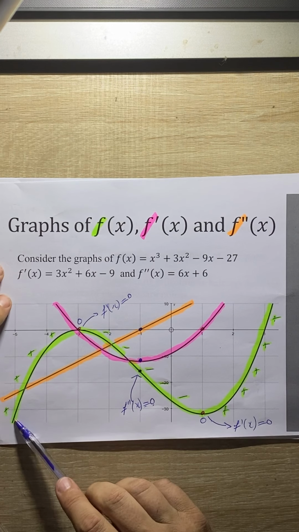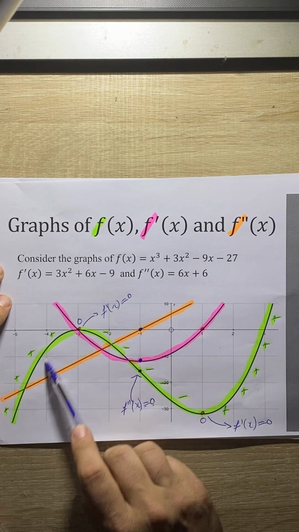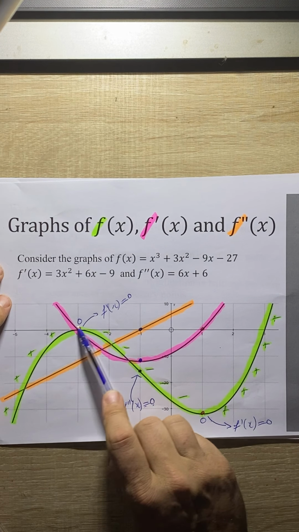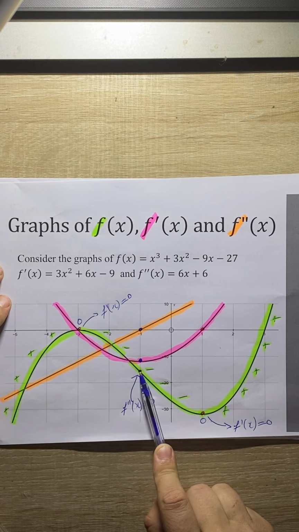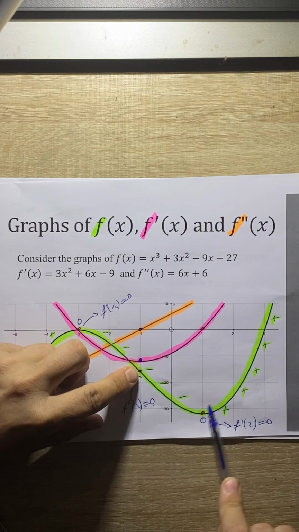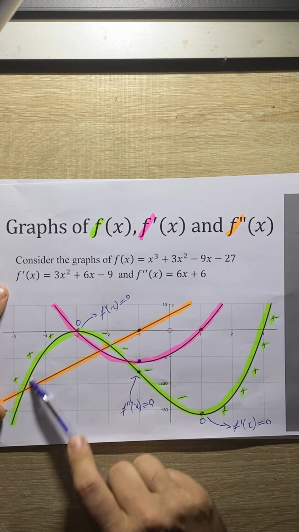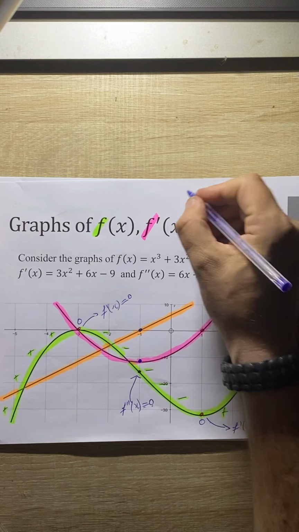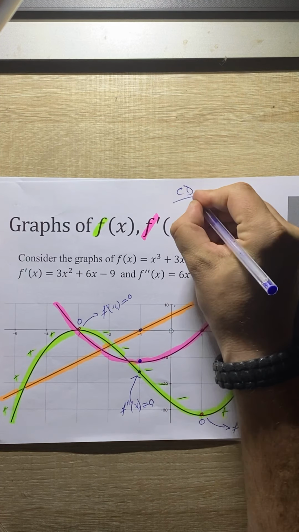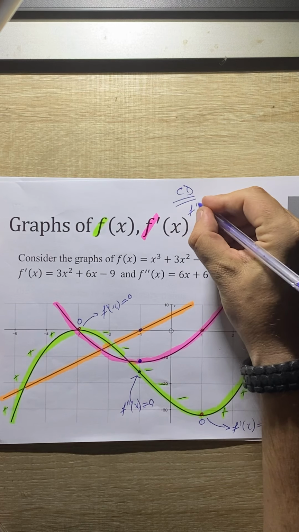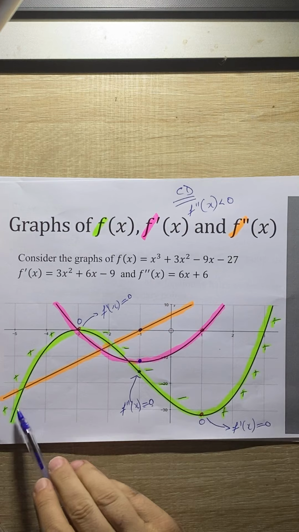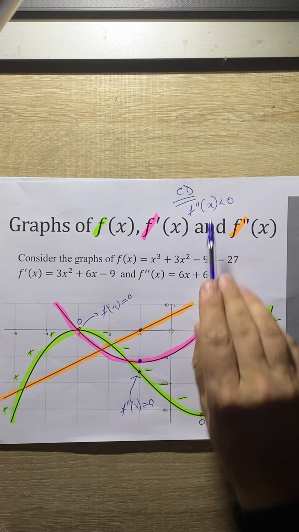Now, if you have a look here, the concavity. So concavity ends and starts at your point of inflection. So from there to there is one concavity, then it starts again from there to there. So from here to here, we have concave down. Now remember, for concave down, f double dash of x is less than 0.